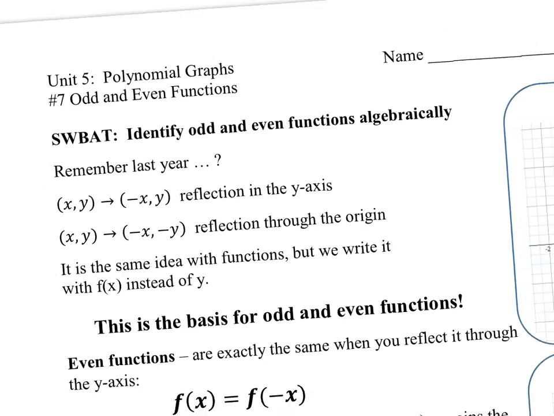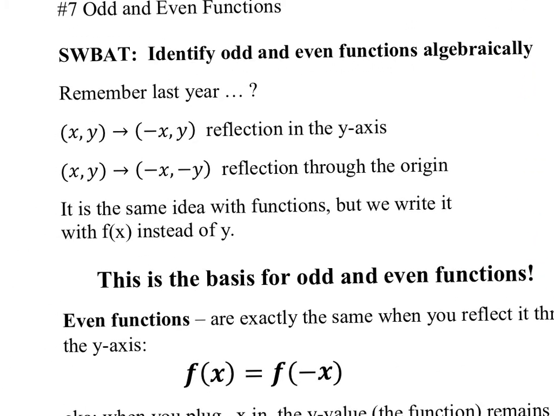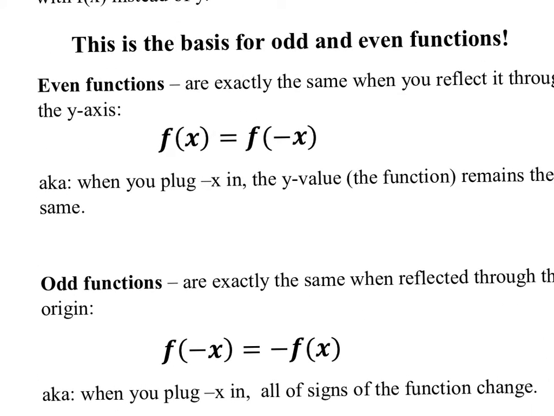If you remember from last year, when you reflected something through the y-axis, you changed the sign of the x. If you reflected something through the origin, you changed both of them. That's really all we're going to be doing today, but we're going to be doing it with functions. With an even function, when you reflect it through the y-axis, when you negate the x, the function stays the same. When you reflect it through the origin, when you negate the x, every term changes its sign. That's all that means. It's the same thing as what you did last year, but cooler because it's with functions.